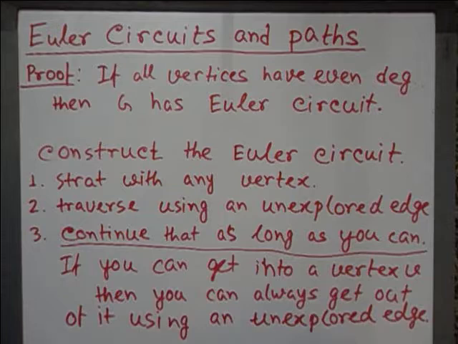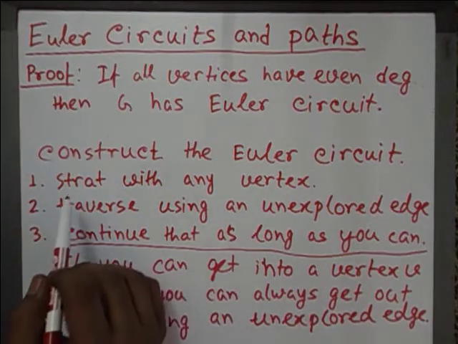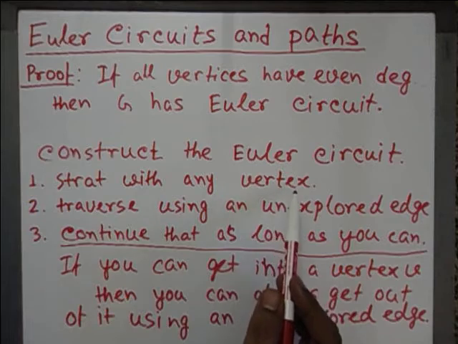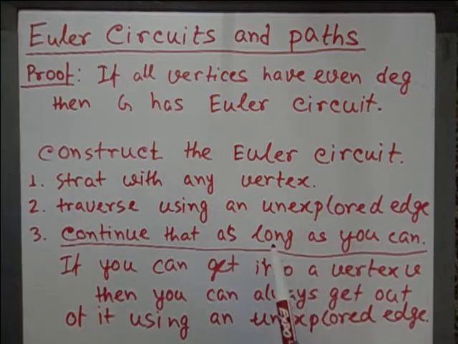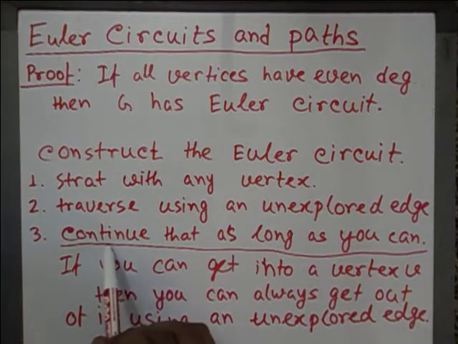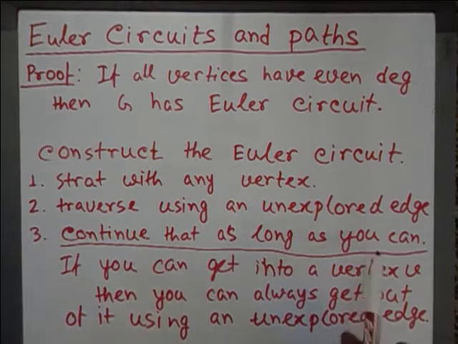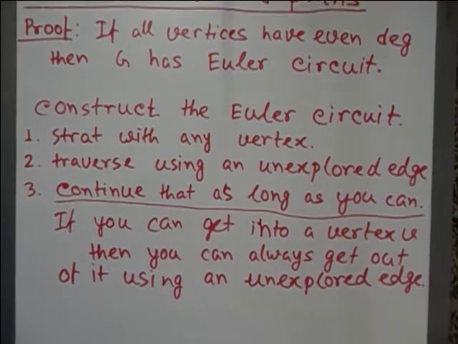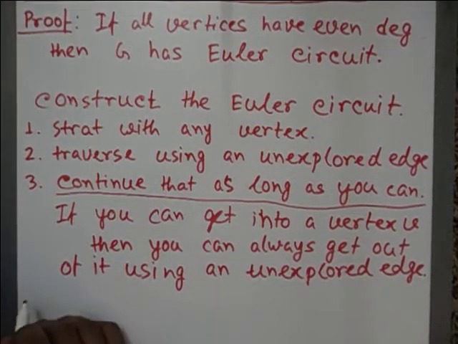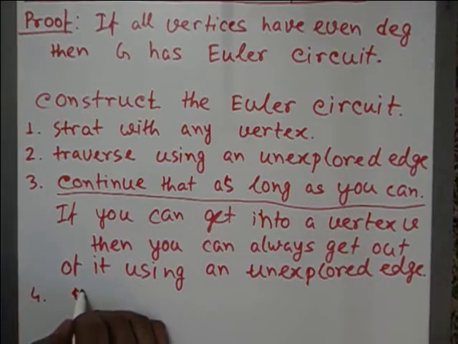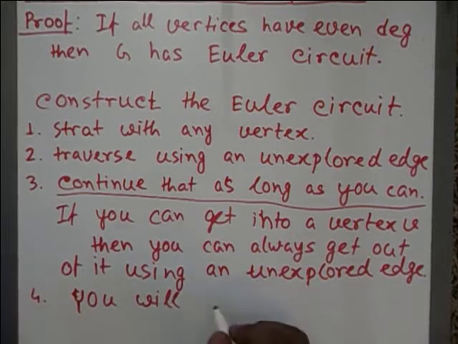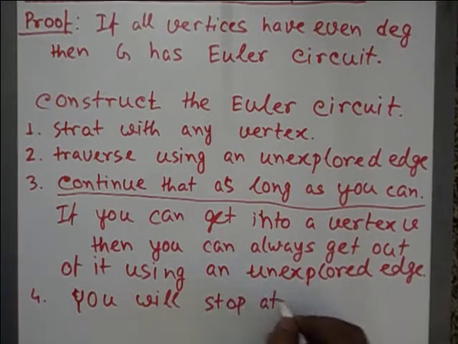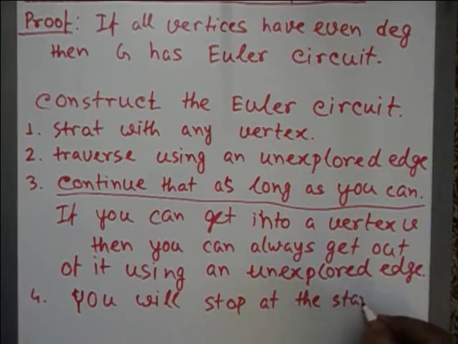So what was the process of constructing the Euler circuit? Let's start from any arbitrary vertex and traverse using an unexplored edge. Start from a vertex using an unexplored edge, go to a different vertex. Continue doing that as long as you can. So when will you stop? You will eventually stop at the starting vertex.